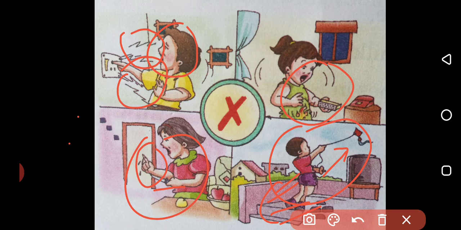These are the target, the aim or the goal of this chapter. Means in this chapter what we learn: we have to be always alert, 1, attentive, 2, and we have to always use safe practices, 3. Okay dear, thank you.